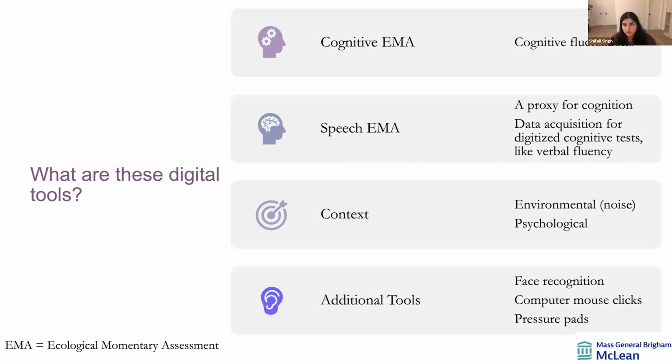So what are these digital tools? There are cognitive ecological momentary assessments and speech ecological momentary assessments. There are also contextual factors like environmental factors or psychological factors, as well as additional tools like face recognition, computer mouse clicks, pressure pads. So I really like our traditional neuropsych measures. And a lot of my work validates these digital tools on more clinical populations. And so what I try to do is figure out, are there cognitive screening tools that are proxies of cognitive function that can be used in lieu of or in addition to our tried and true measures? So briefly, with ecological momentary assessment, you're capturing multiple time points of assessment within person. So you get within person data, which is essentially longitudinal, but you also get between person data.